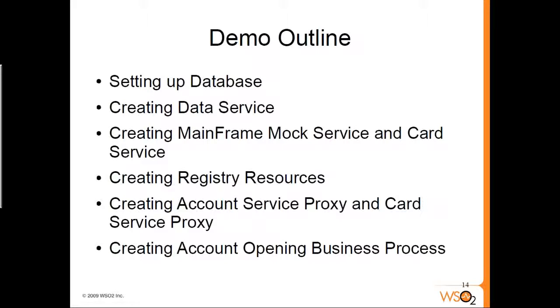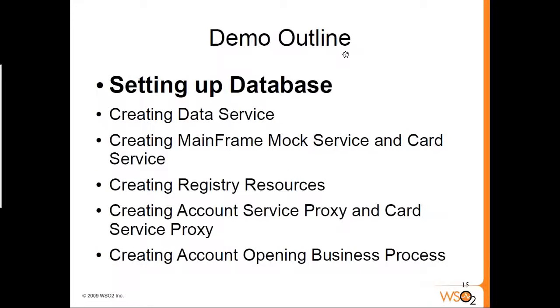Following are the demo outlines that we are going to show in this case. First, we will be setting up the database. Then we will be creating the data service. After that, we will be creating the mainframe network service and the card service. Then we will create the registry resources. After that, we are going to create the account service proxy service and the card service proxy. Finally, we will be creating the account opening business process, which is coordinating all these processes. So our first task is setting up the database. So let's move on to that.